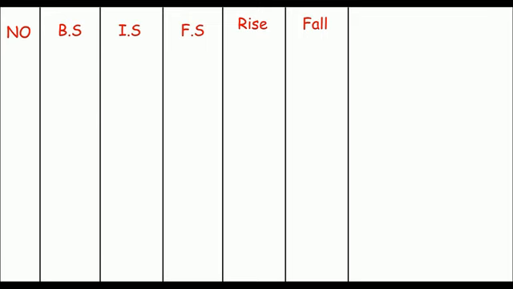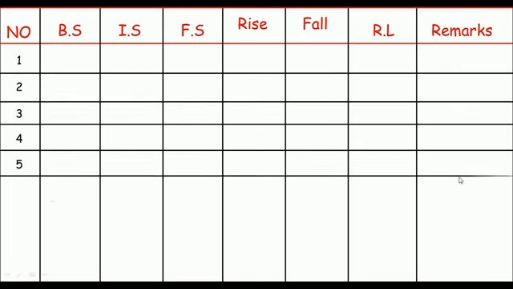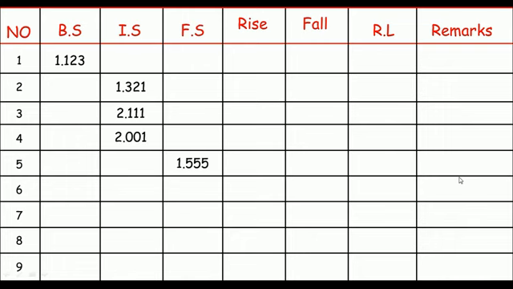This table contains the columns of number, backside, interside, foreside, rise and fall. That's why this table is known as the rise fall table, and then the RL, and of course remarks. Let me draw some rows like in this sample: 1, 2, 3, 4, 5, 6, 7, 8, and of course 9. We have taken some readings on the leveling staff like in this sample.